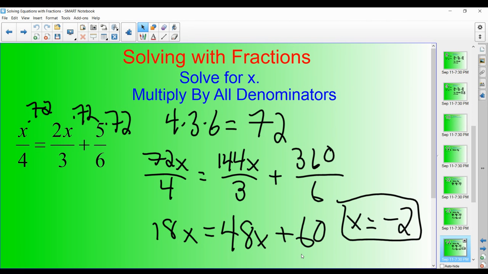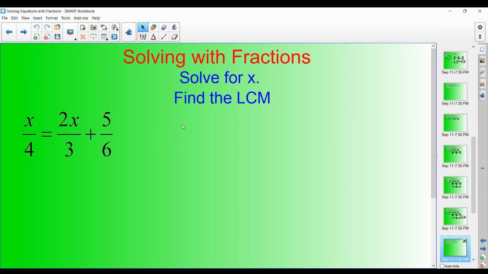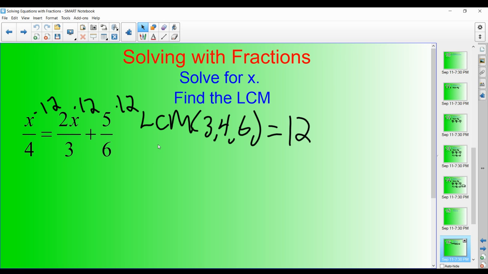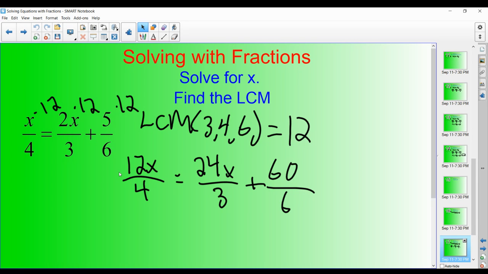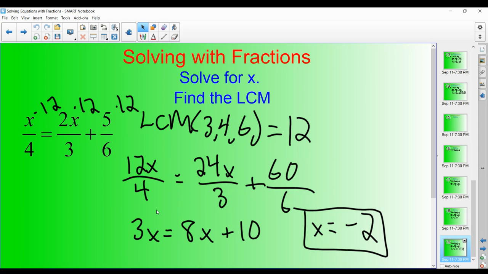Now the last method I'm going to talk about is multiplying by the LCM. I don't want to multiply by a really big number. I want to find the smallest number that'll get the job done. So the LCM of 3, 4, and 6 is 12. So I only need to multiply the numerators by 12 in this case. And then if I divide, I will get integer values. So now I deal with small numbers. This method allows me to use the calculator less. And still, when I solve this, I get x equals -2.